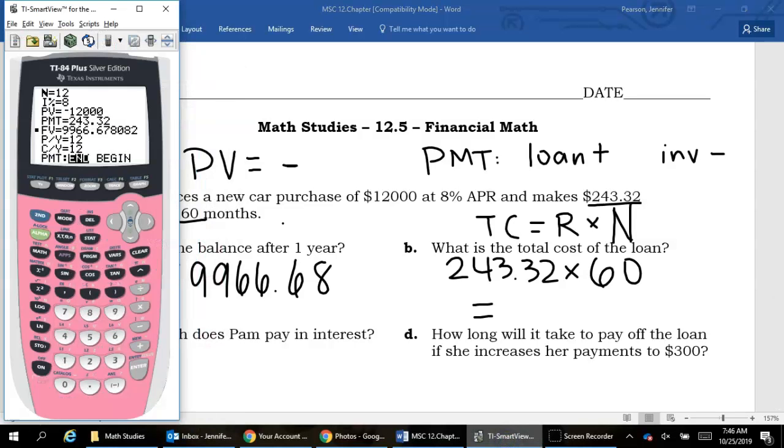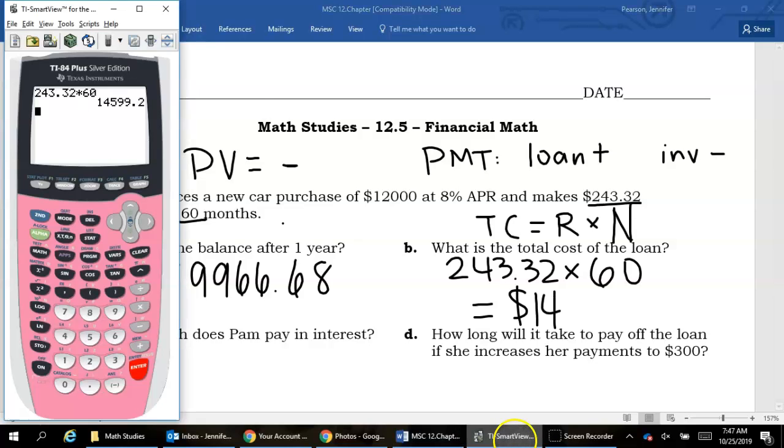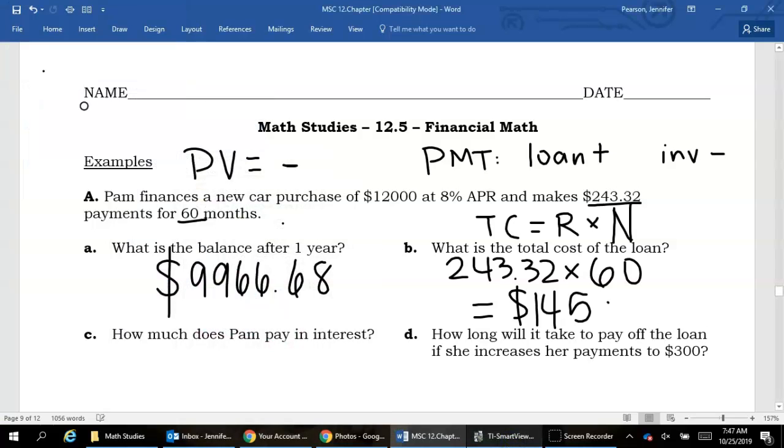If you are in this menu and want to get to the regular calculator screen, we go second, quit, and that'll bring us to the plain screen. So I can do this product. So if I make 60 payments, each $243, I will end up paying $14,599.20 over the life of this loan.